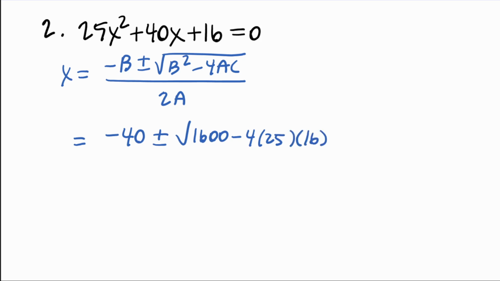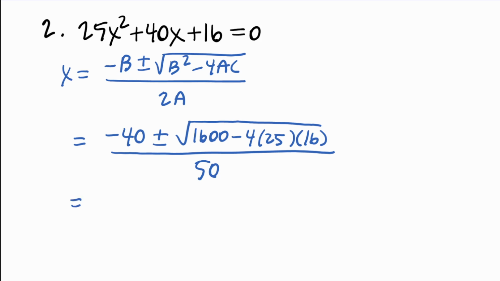I actually can do that one because I know that 4 times 25 is 100 and 100 times 16 is 1600, so it's going to be the square root of 0 all over 2a. Okay. So this is going to be negative 40 plus or minus 0 divided by 50, so that's just negative 4/5.